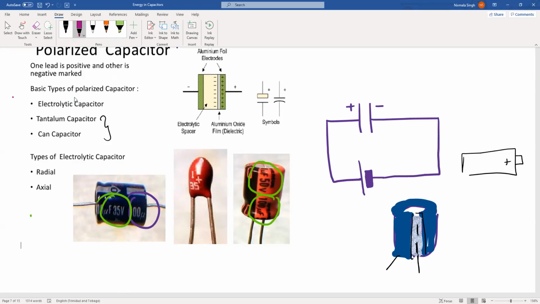Types of electrolytic capacitors, which is what we use in school. They are radial. Radial are the ones that look like little cylinders, and then they have axial ones that look like a little kind of, I don't know even how to explain it, like a little cone.